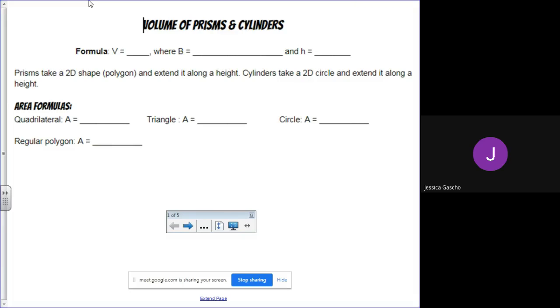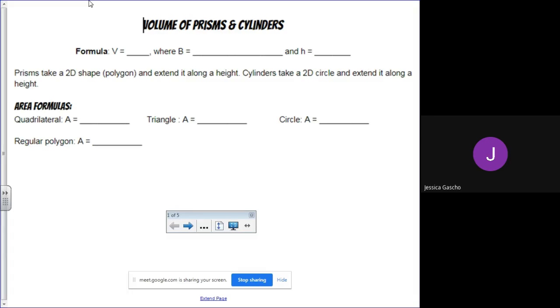All right, Falcons, we are working with volume of prisms and cylinders today. Hopefully you watched the first two videos in the slides that gave you an idea of volume and an idea of prisms and cylinders. So we're going to go through these guided notes together.